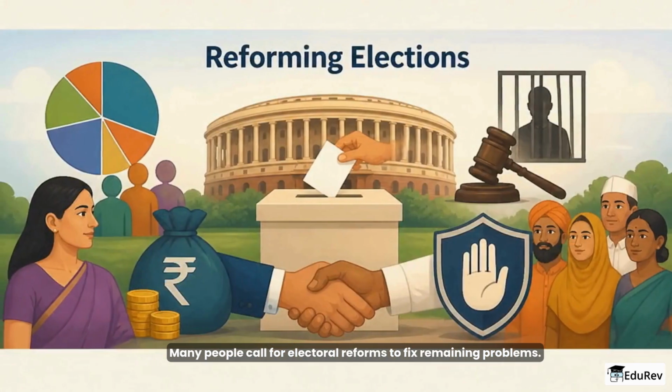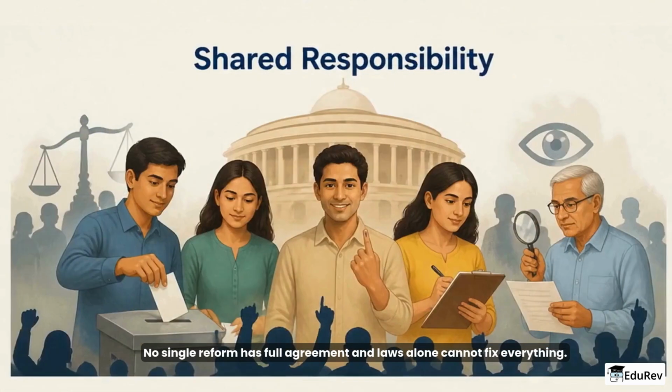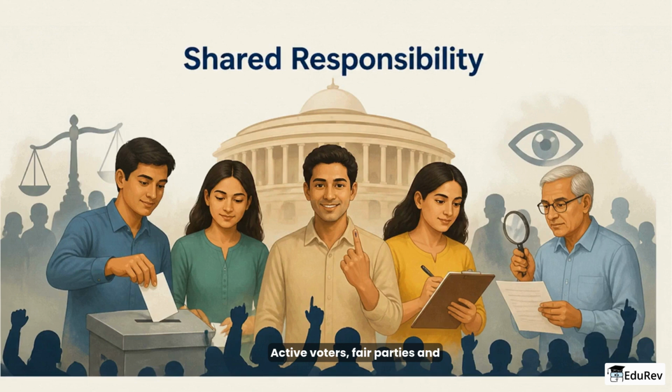Many people call for electoral reforms to fix remaining problems. Ideas include moving to proportional representation, reserving seats for women, public funding to reduce money in politics, and stricter rules against candidates with serious criminal cases. Other proposals ask for bans on caste or religion based appeals and more transparency from parties. No single reform has full agreement, and laws alone cannot fix everything. Citizens and strong institutions must also act. Active voters, fair parties, and watchdog groups make elections healthier.